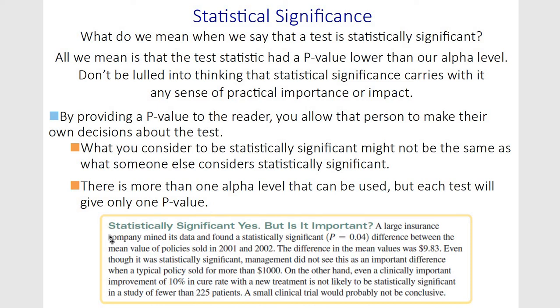So here's an example of it being statistically significant, but not really important. Okay. So it's an insurance company, and they changed the cost of the policies. While there was a statistically significant difference, it was only a difference of $10. So is that really important? Okay. You seeing it now? All right.